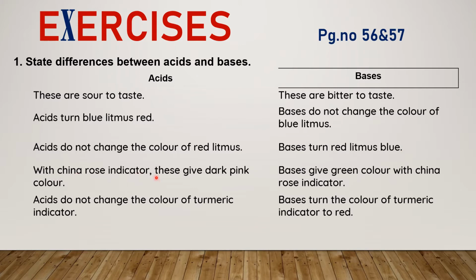With China rose indicator, acids give dark pink color. Bases give green color with China rose indicator. Acids do not change the color of turmeric indicator, but bases turn the color of turmeric indicator to red. So all of you write this question and answer in your notebook.